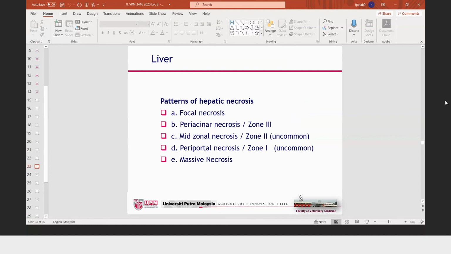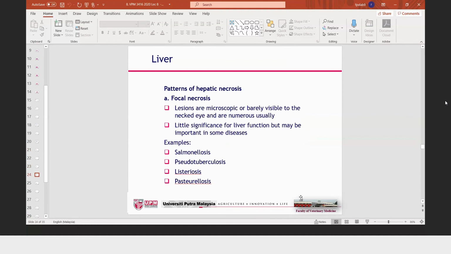And this is an example of a pattern of hepatic necrosis. Like focal necrosis, usually the lesions are microscopic or very visible to the naked eye. Unfortunately, this focal necrosis sometimes has little significance for liver function, but may be important in some diseases. They are probably less important in nature, being very small and very focal, and might not interfere with the normal function of the liver. Examples of agents that can cause this focal necrosis are in cases of salmonellosis, pseudotuberculosis, listeriosis, and pasteurellosis.